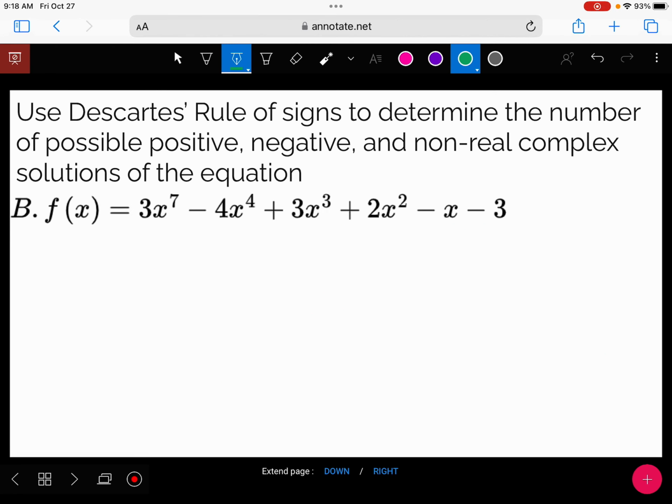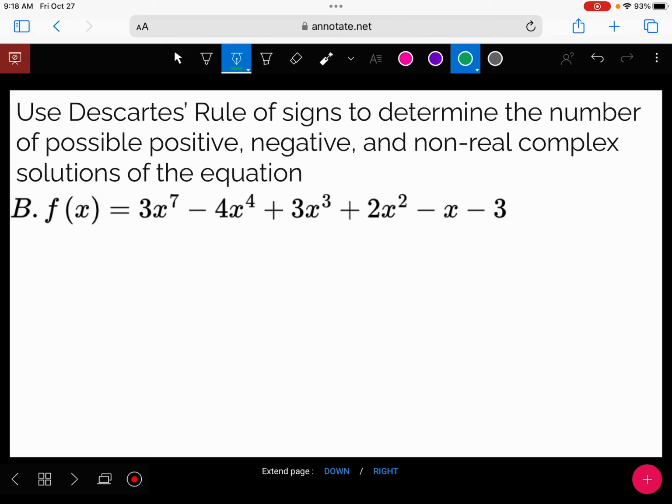Same thing. This one's just longer. So we're going to figure out the number of possible roots, whether they're positive, negative, or not real, for this function rule. F of x equals 3x to the 7th minus 4x to the 4th plus 3x cubed plus 2x squared minus x minus 3. Whew, long one. I'll give you a second to write it down, because I know y'all don't have it reprinted.